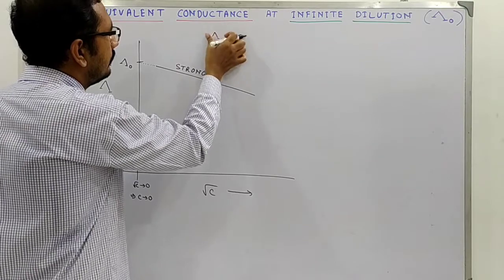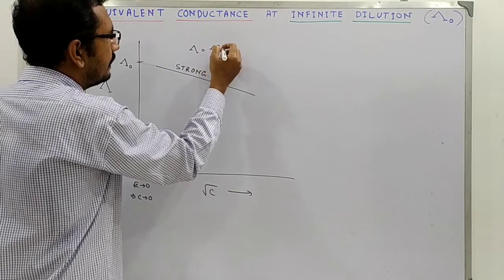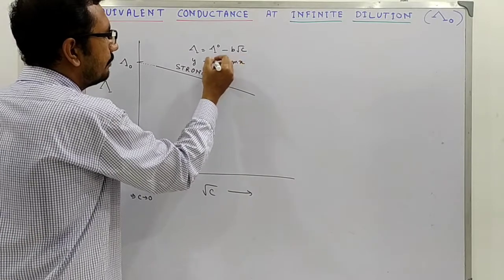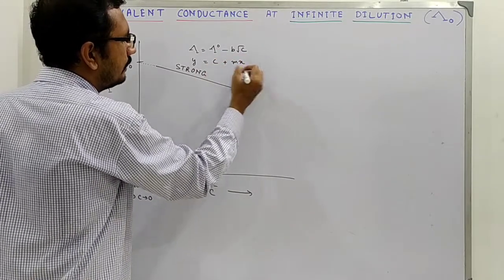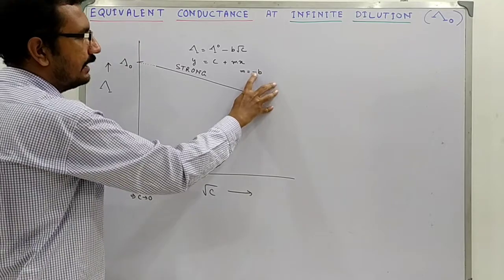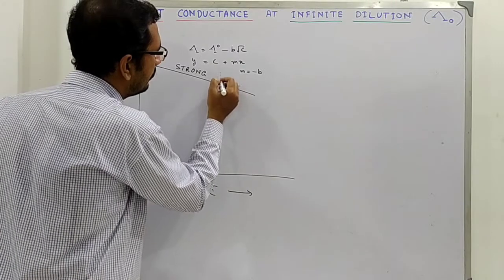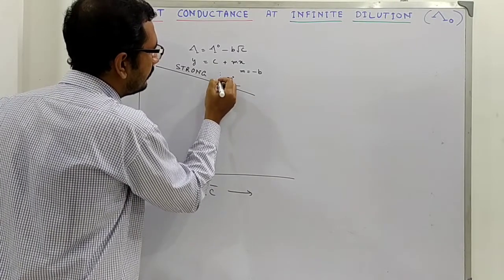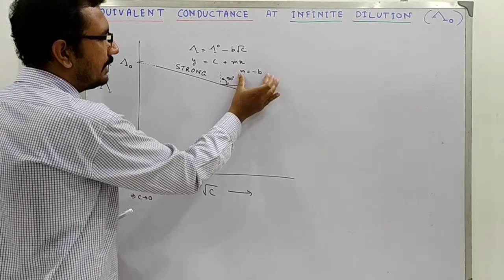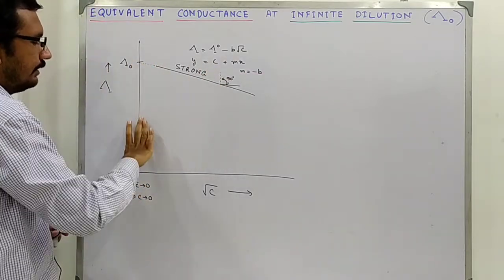So, we have lambda equals lambda 0 minus b root c, that is y equals mx plus c, where m is the slope and is minus b. Now, b is a constant positive value, so it is with a negative slope. You can see that the angle is greater than 90. So, it will have a negative slope, that is being accounted by minus b, and this is the intercept of this graph.